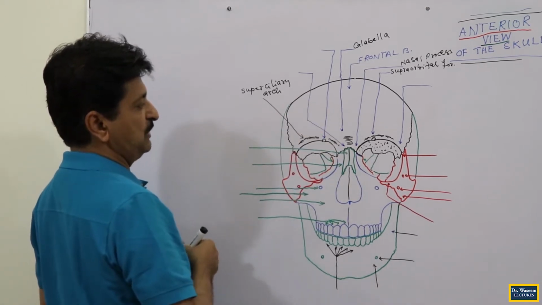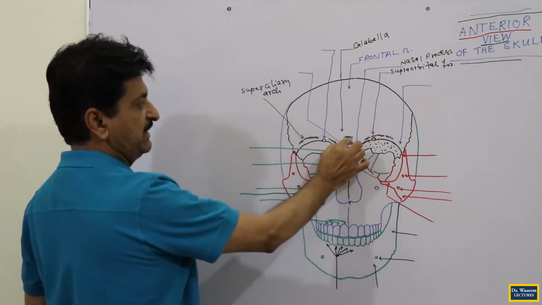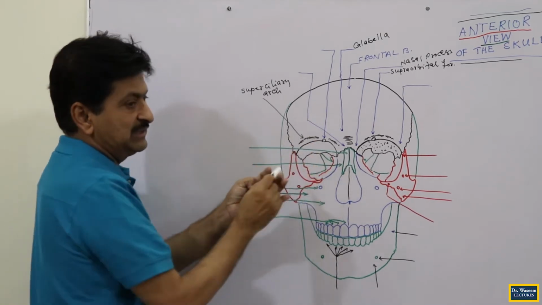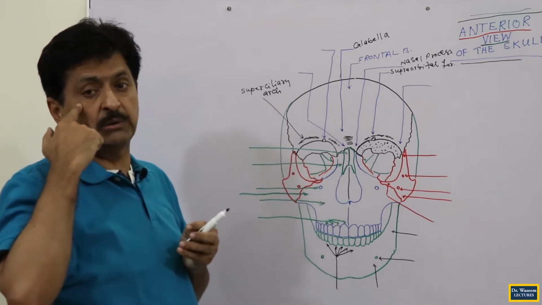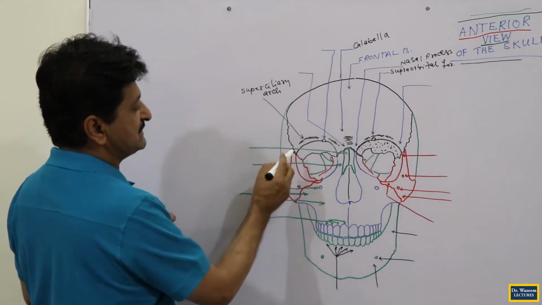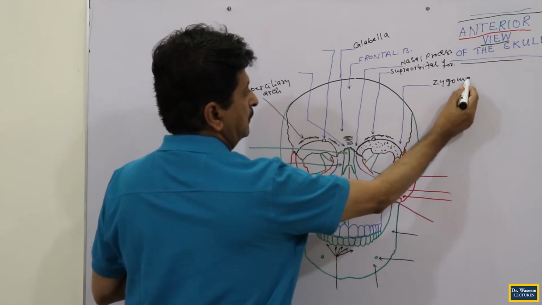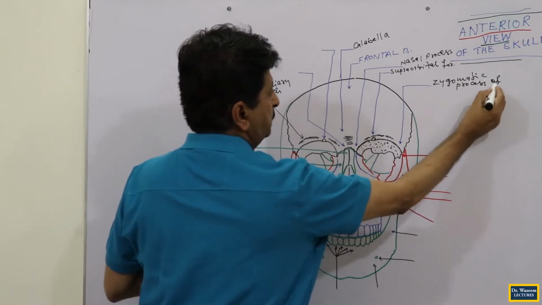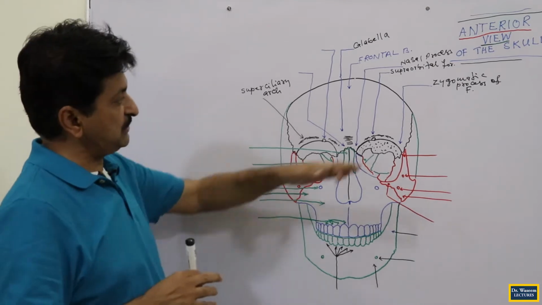We have already told you about the superciliary arch, and you have seen the orbital margin. But on the sides, this same frontal bone is joining and making a suture with another bone. That's called the zygomatic bone. That's why this process is called the zygomatic process of the frontal bone. So you call this process the zygomatic process of the frontal bone.